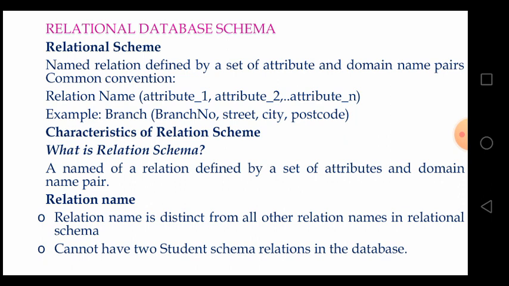What are the characteristics of relation schema? The characteristics of relation schema are relation name and domains. First one is relation name. Before that, what is a relation schema? A name of relation defined by set of attributes and domain name pairs is called relation schema. The first characteristic of relation schema is relation name.